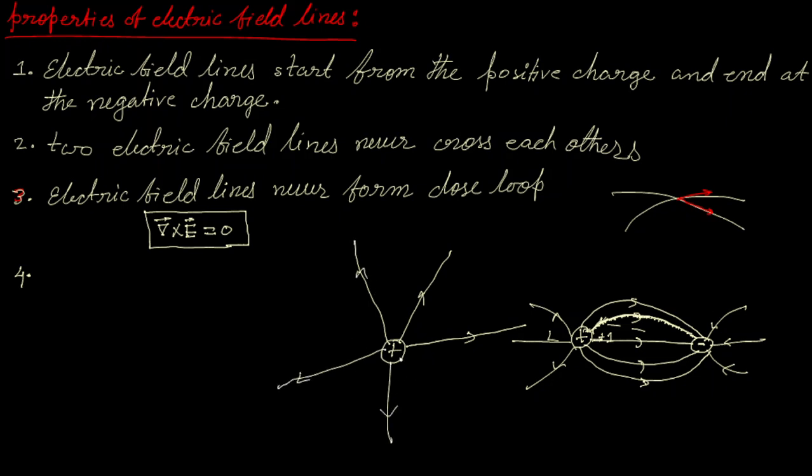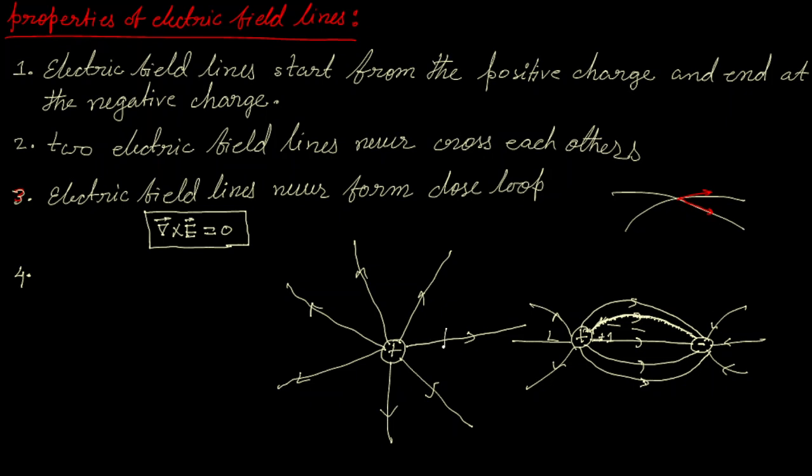In all directions it will go like this. So in this case, all these lines will be continuous up to infinity, because it will end at the negative charge, and the negative charge is placed at an infinite distance from this positive charge. So all these electric field lines will be continuous up to infinity until we place a conductor.